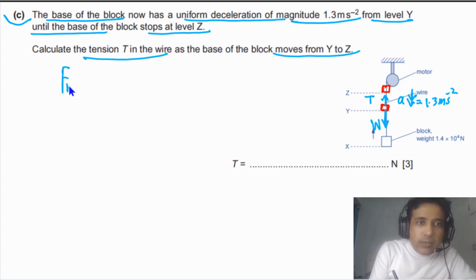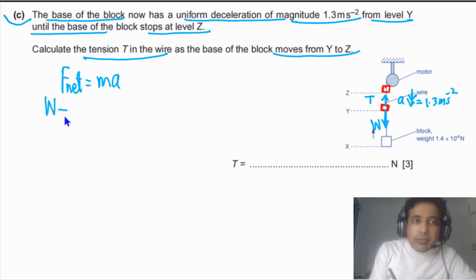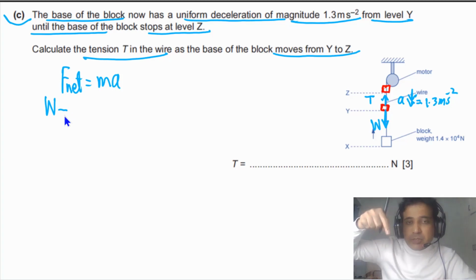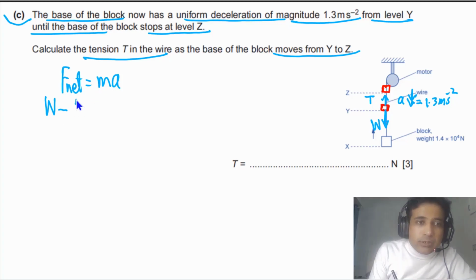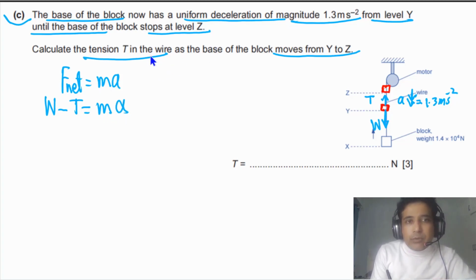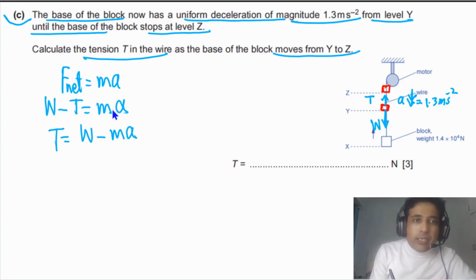As the block is decelerating and acceleration is downwards, it means the downward force is greater. So simply we can start from here. We can say in this case F net is equal to ma, and in this case, W is greater than T because the block is decelerating, or simply you can say the block is accelerating downwards. So we can say W minus T will be equal to ma. So we need to calculate, in this case, the tension in the wire. We need to calculate T. So T in this case will be equal to W minus ma. We move T to the right and we move this one to the left. So W minus ma is equal to T.